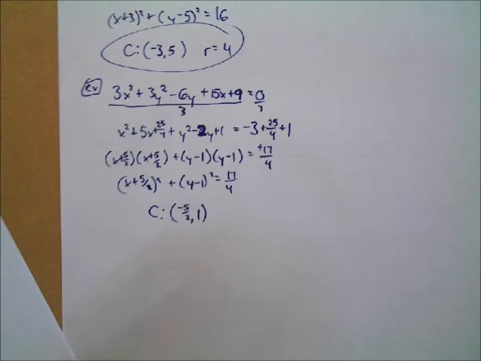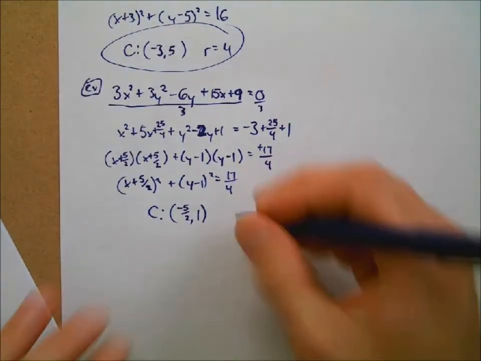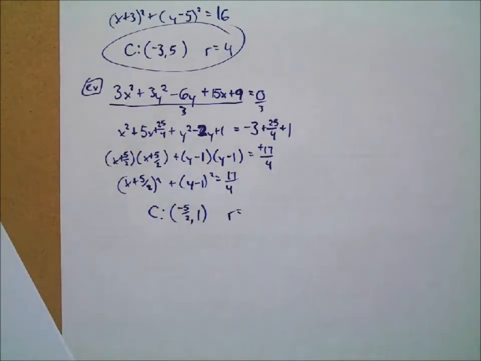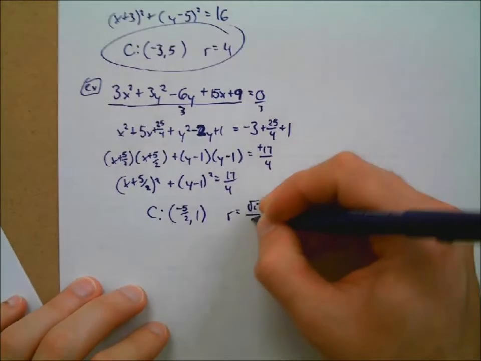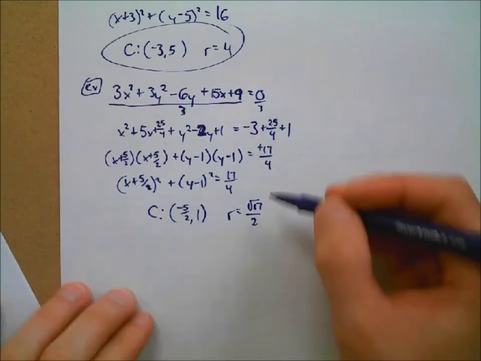And what's our radius going to be here? Go ahead, Bella, if you don't mind. 17 fourths. So 17 fourths, remember that is our square. So what do we have to do to that 17 fourths? Square root it. So it'll be root 17 over 2 when you simplify it there. Root 17 over 2. And so there's our information.